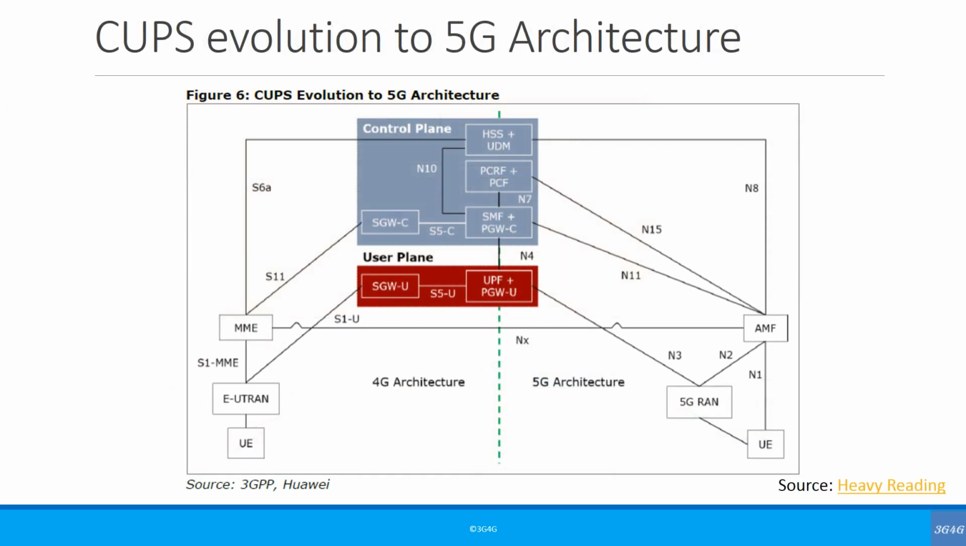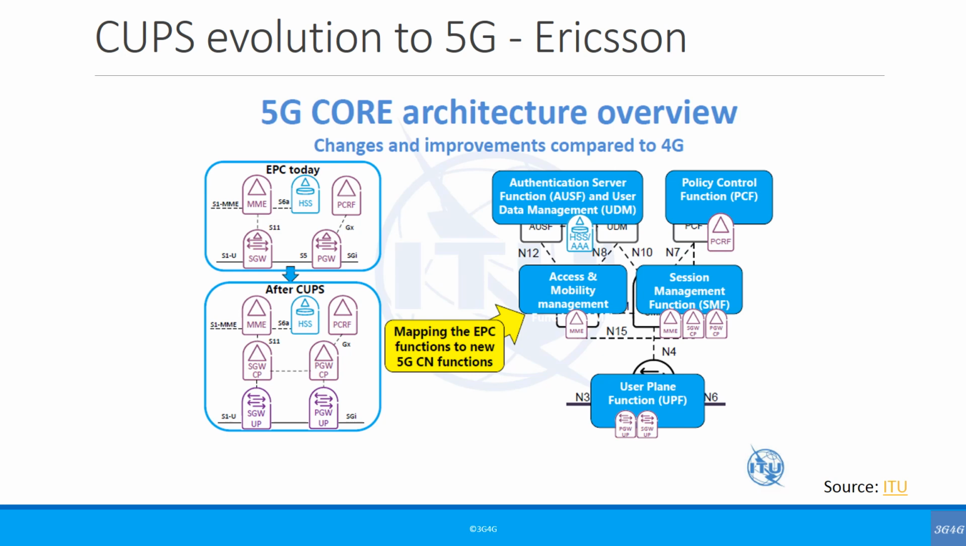Now, this picture is from the Heavy Reading white paper, and it shows how the evolved architecture with CUPS in EPC and the 5G system architecture look like. So I've just put it here for reference. It's an interesting picture. This is another nice picture from an Ericsson presentation that shows the mapping of EPC functions into new 5G functions. Good reference to have to get the head around the 5G system.